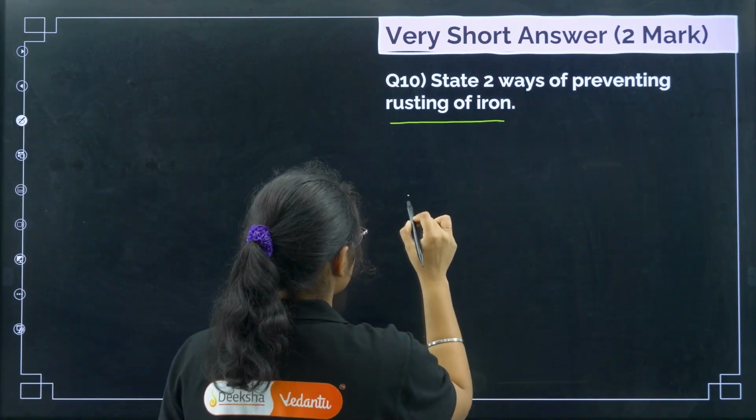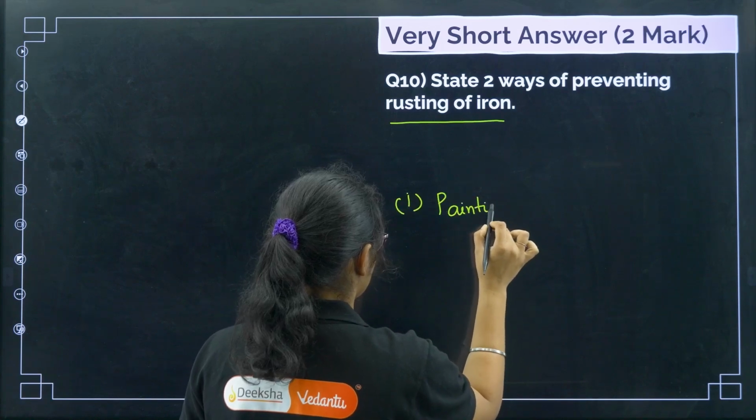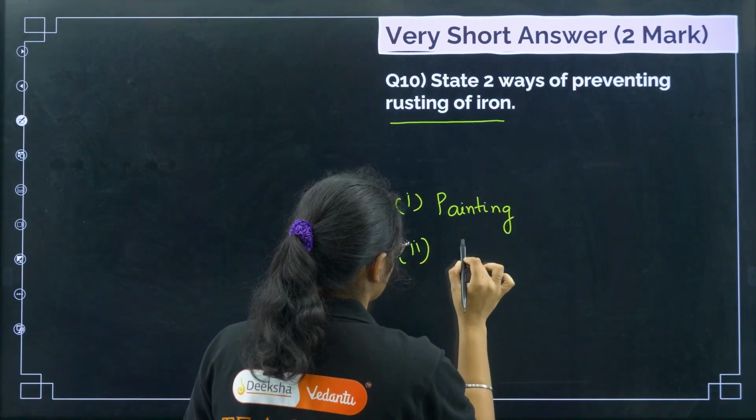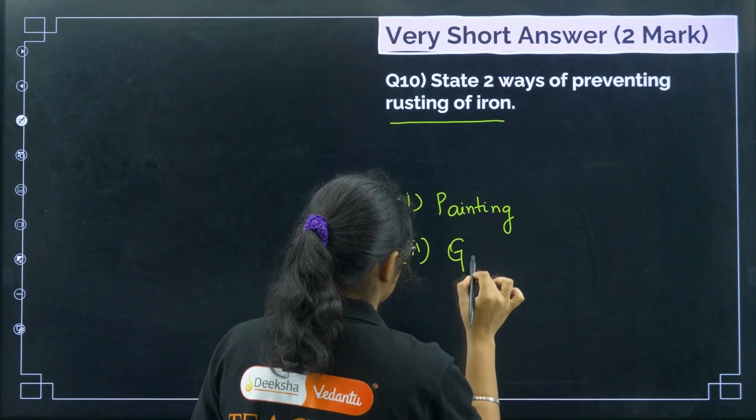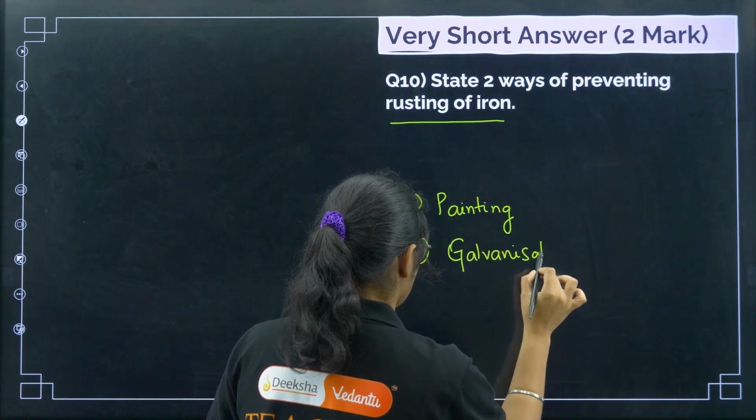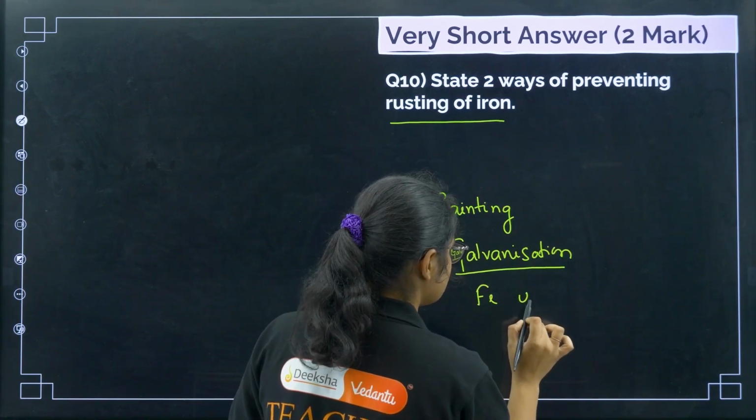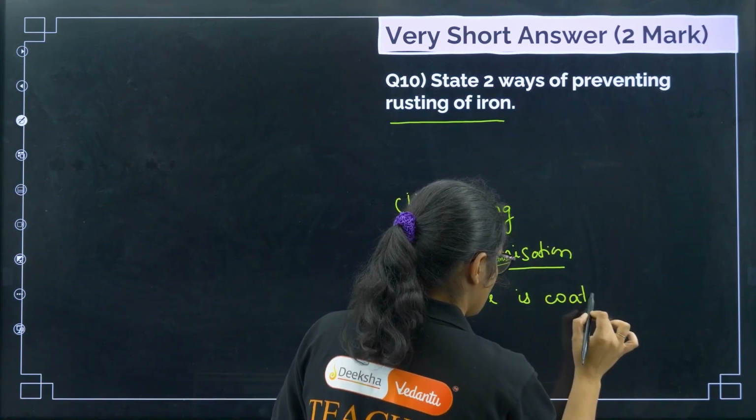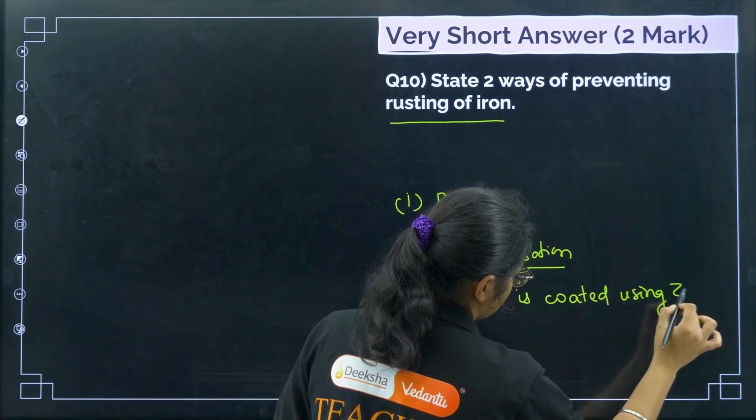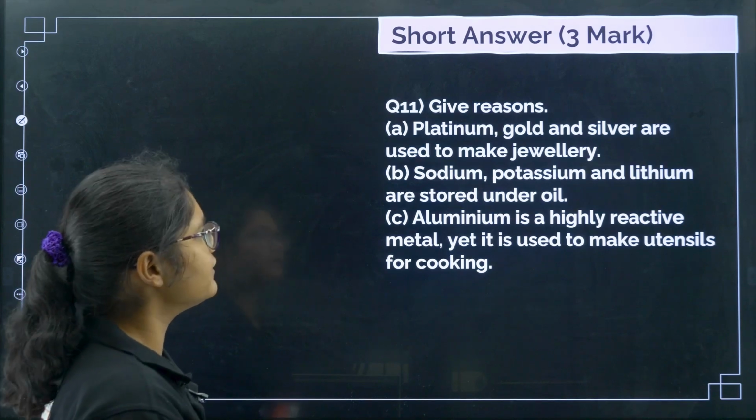Okay, next, state 2 ways of preventing rusting of iron. Very easy question. First one you can write down painting, greasing, anything. Second one you can write down galvanization, right? Galvanization is also a very effective tool. What happens in galvanization? Iron is coated using zinc.